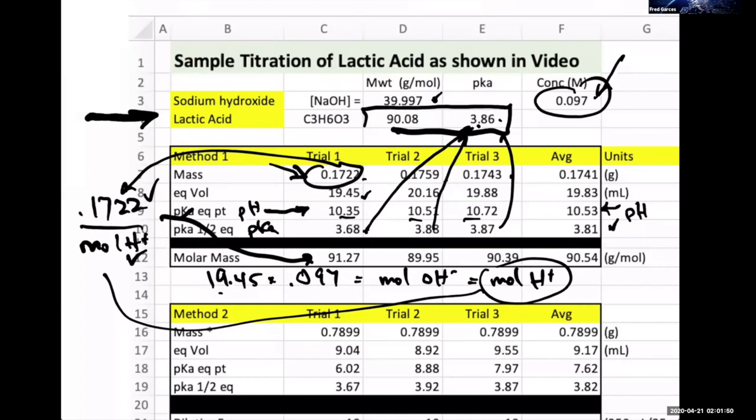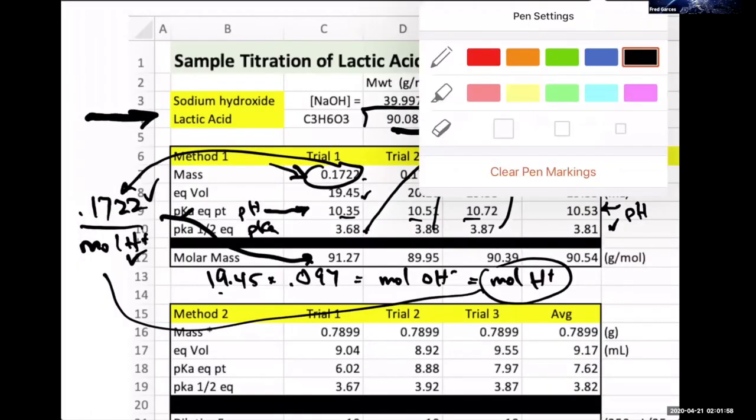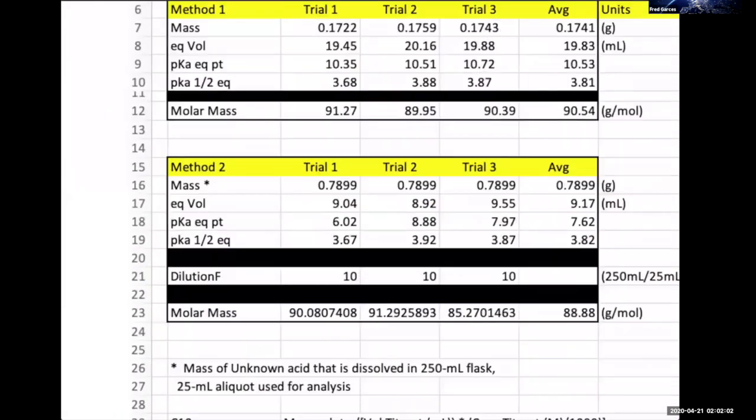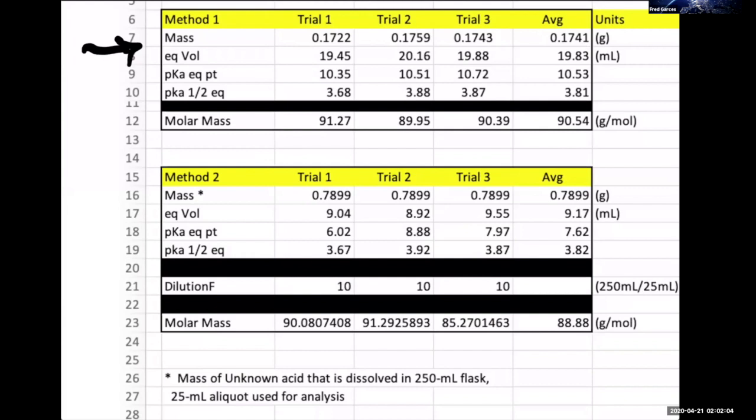Okay, so let me go ahead and clear that. You guys can watch this video again if you want. It'll be posted. So let's take a look at method 2. That was method 1. Okay, this is method 2.